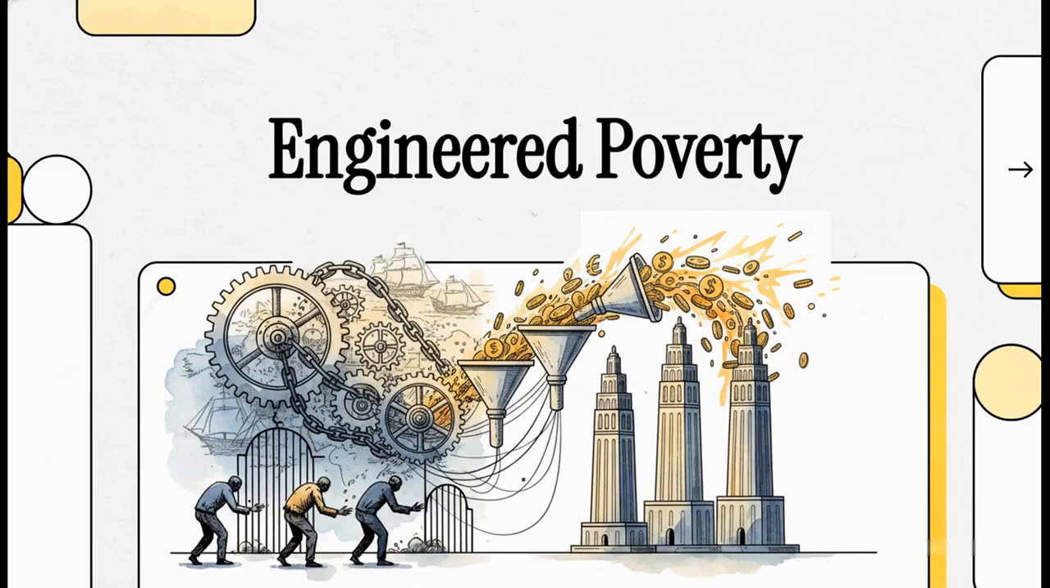Let's talk about global poverty. Have you ever wondered if it's just an unfortunate accident? A natural state of being that we're slowly chipping away at? Or could it be something else entirely? Could it actually be the result of a system, one that was deliberately designed over centuries to create the exact inequality we see all around us?